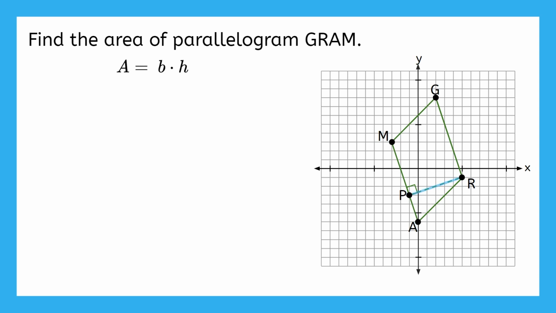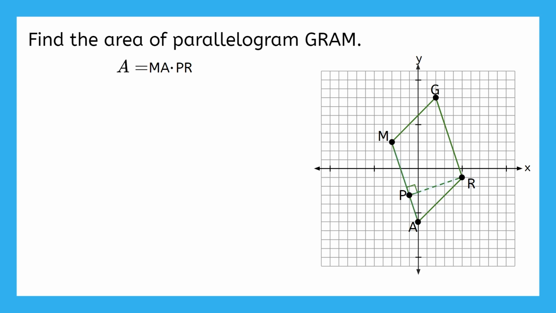Well, we have to use PR as the height, since it's the only segment we've been given that's perpendicular to one of the sides of the parallelogram. That means that either MA or GR could be the base. Since this is a parallelogram, they're congruent, so it doesn't matter which one you choose. I'll be using MA.